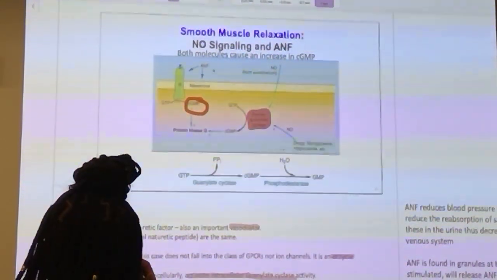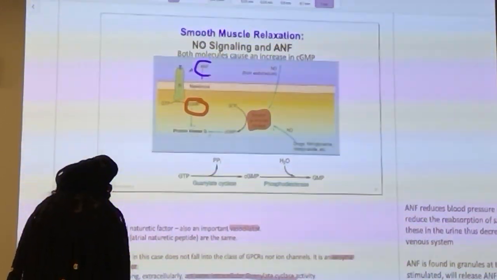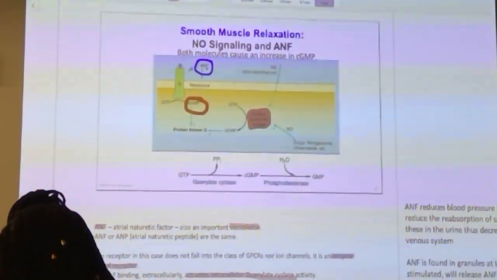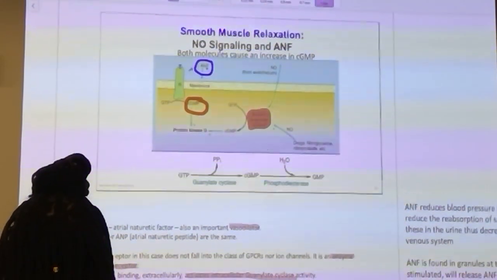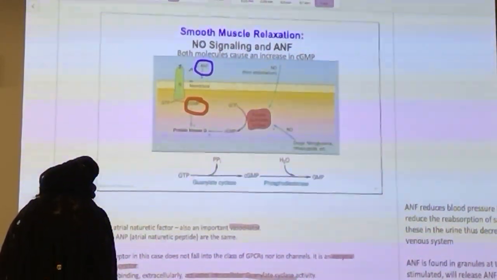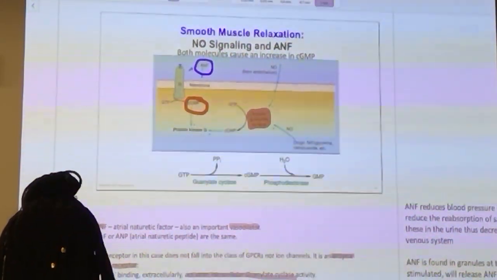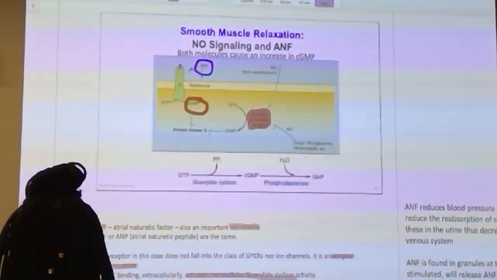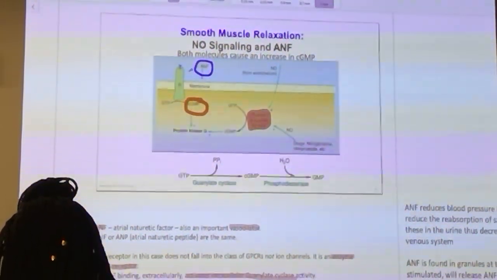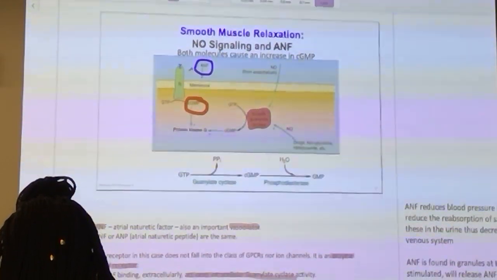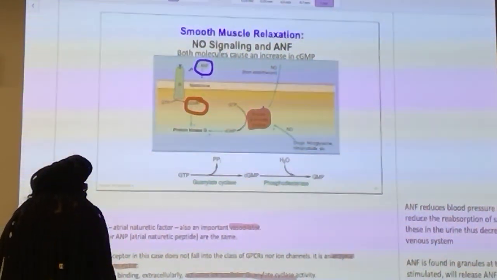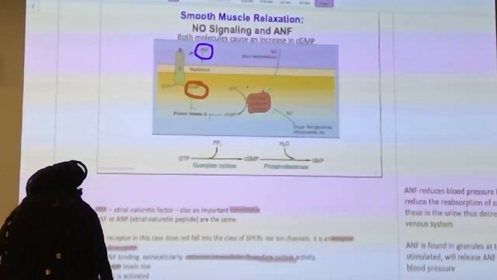I'll just say this in case he asks you. So atrial natriuretic peptide binds to an extracellular guanylyl cyclase. Nitric oxide binds to an intracellular guanylyl cyclase. I'm not sure if he's going to ask you this, but just in case.